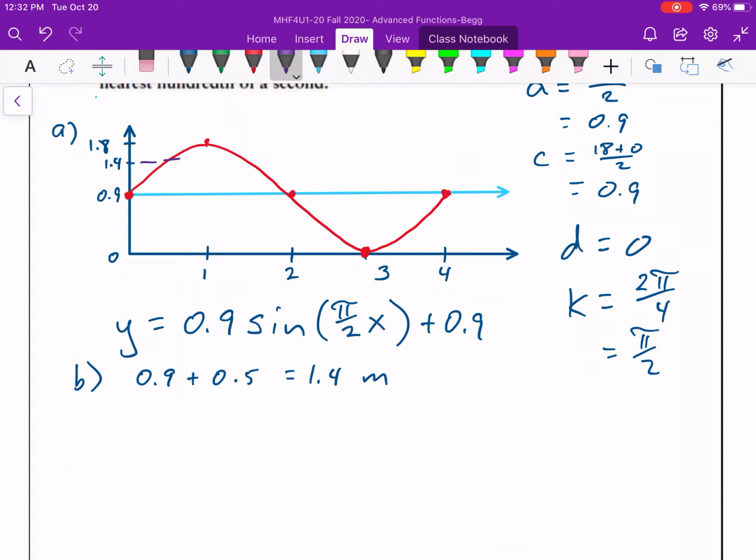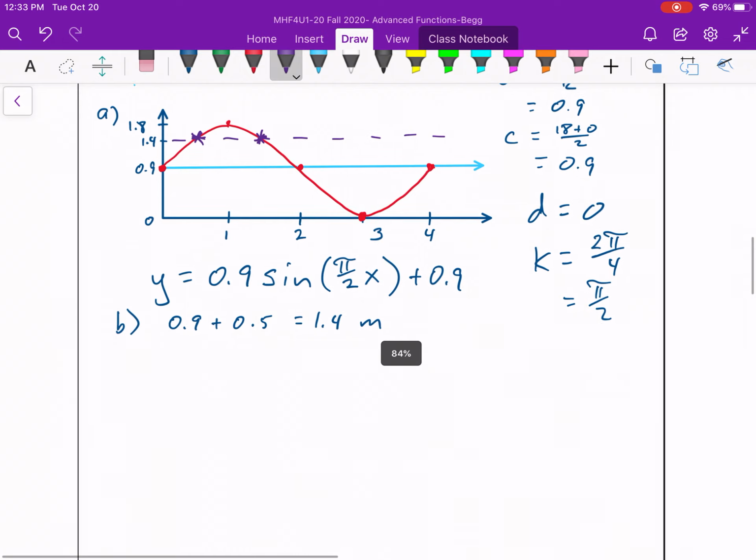So for part B, we want to find the points of intersection between that dotted line I just drew in purple and the graph. I'm just doing that so you can see that you get a pretty good idea of when it's going to happen. Somewhere around 2/3 of a second and 1.5 seconds. Now that's a rough sketch, but somewhere around there. So somewhere in the first half of the cycle, the way I've drawn it anyway. But to be precise, we need to use the equation.